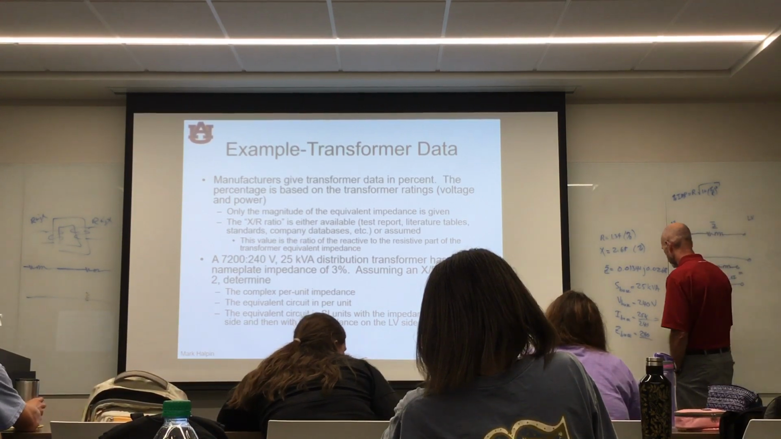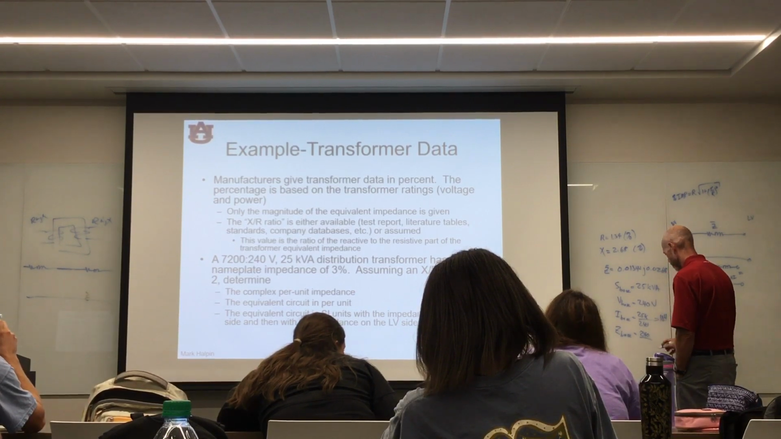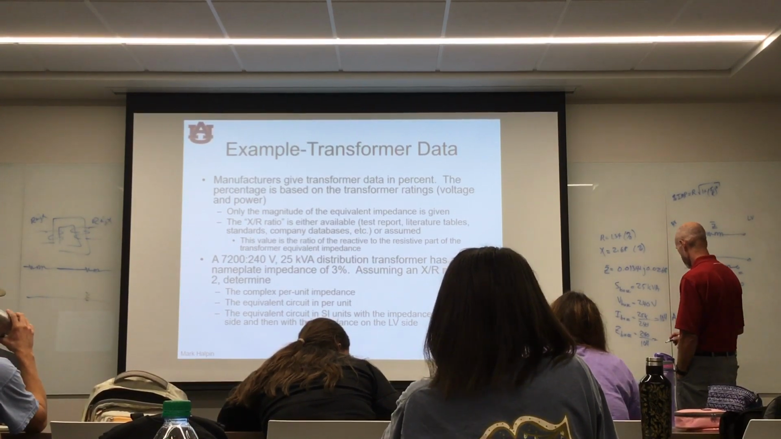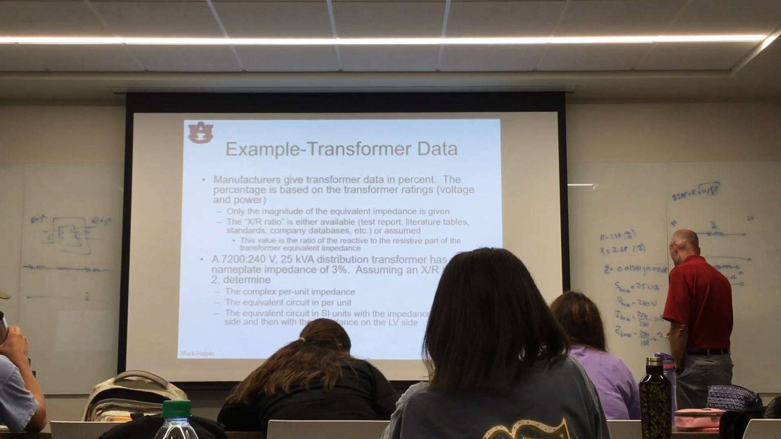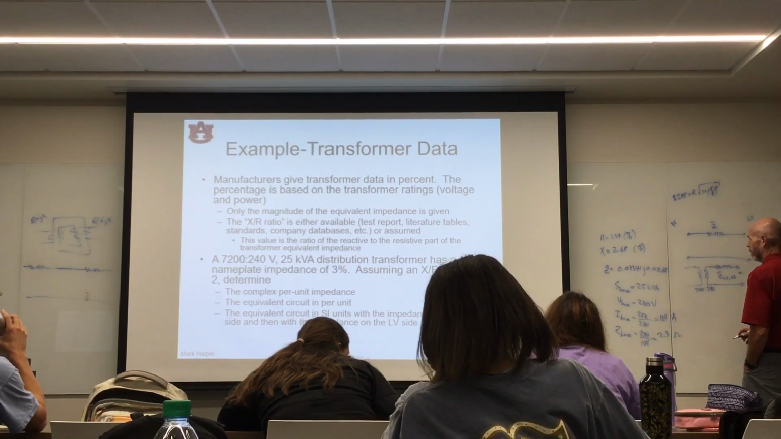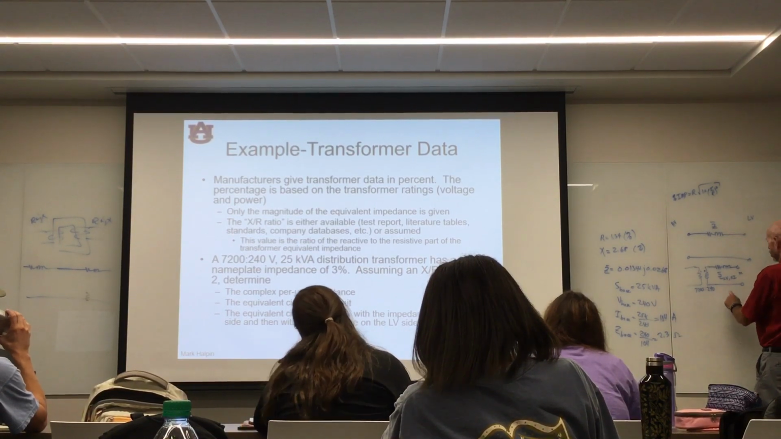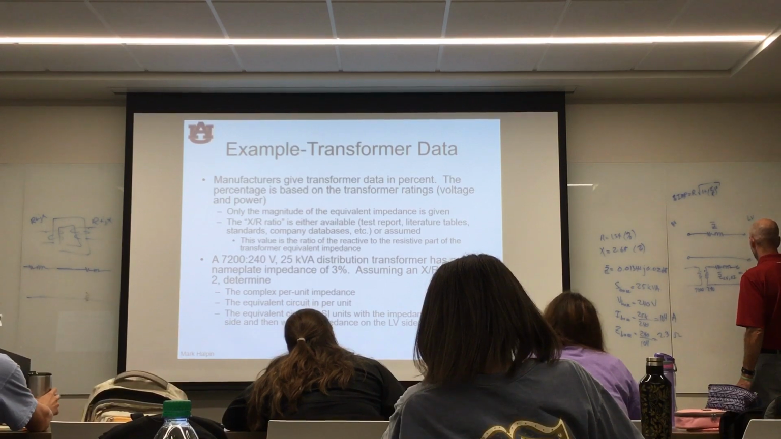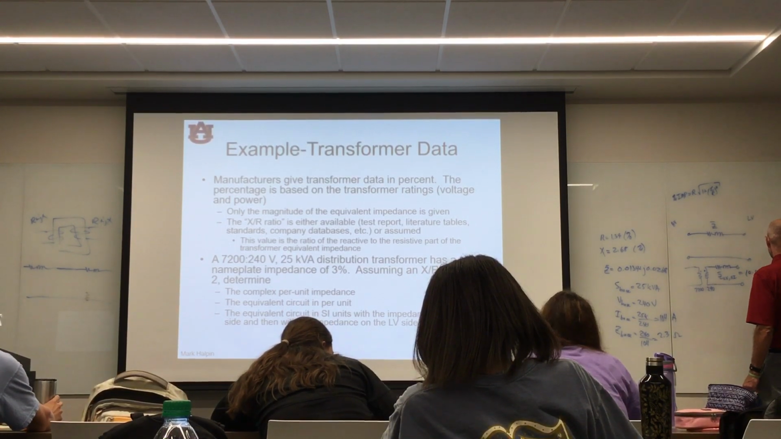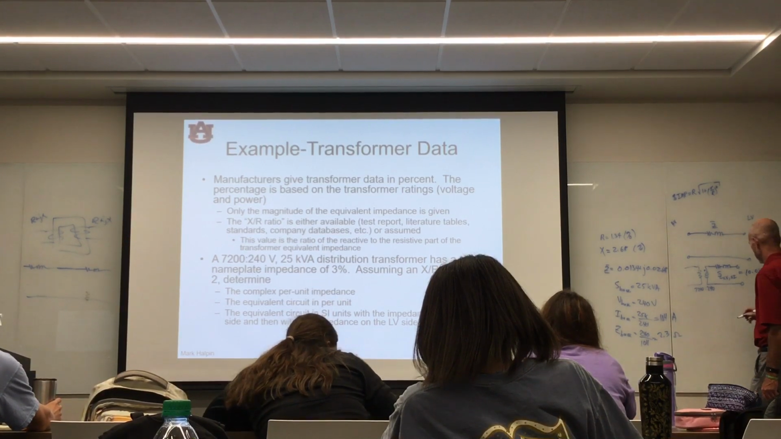104 for the current. Yes, sir. 104, of course, that's amps. So 240 divided by 104 is 2.3. Of course, that's ohms. So now what? Now I simply take my per unit number, which is 0.0134 plus j0.0268, and I'm going to multiply that times 2.3, and that'll come out in ohms, and I'm done.